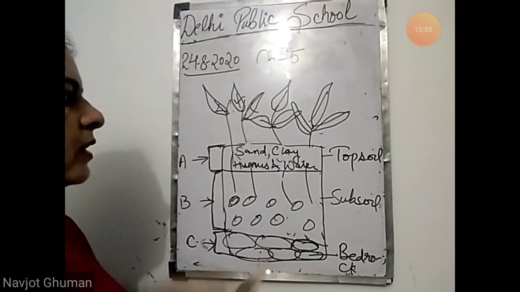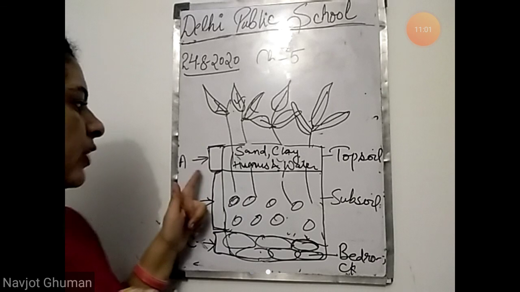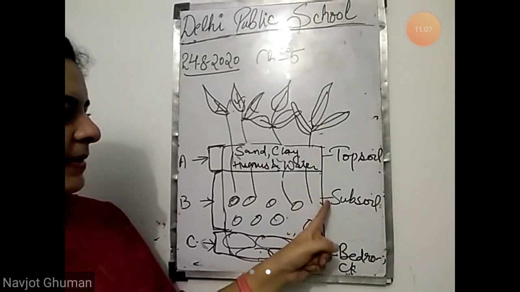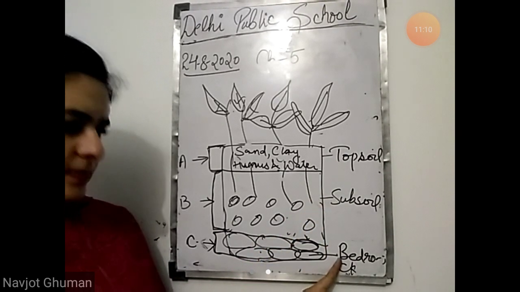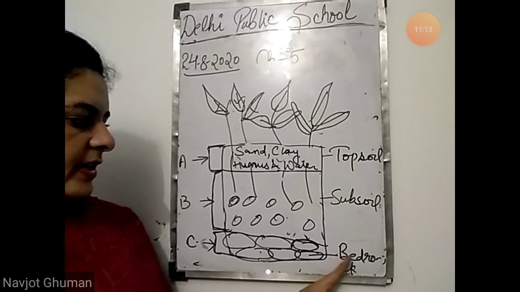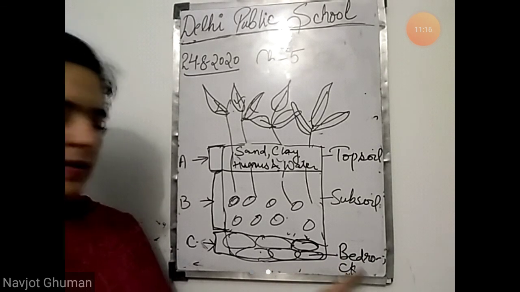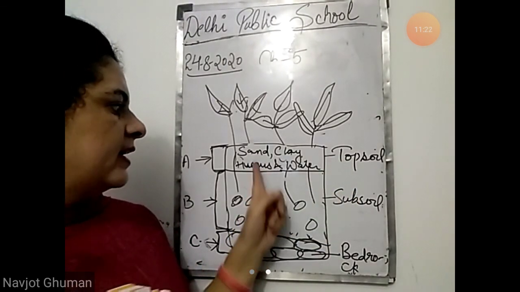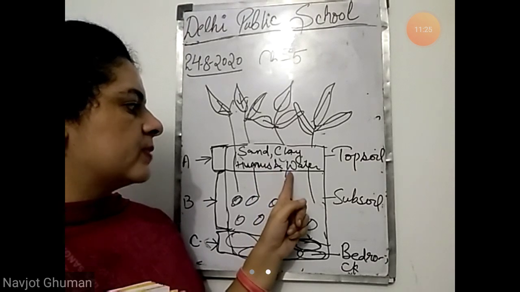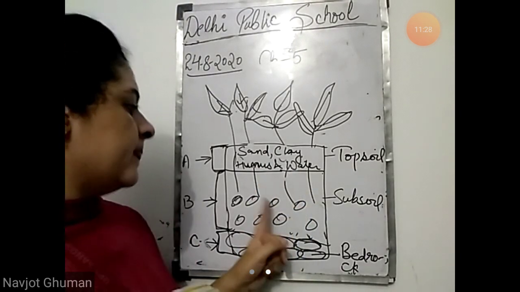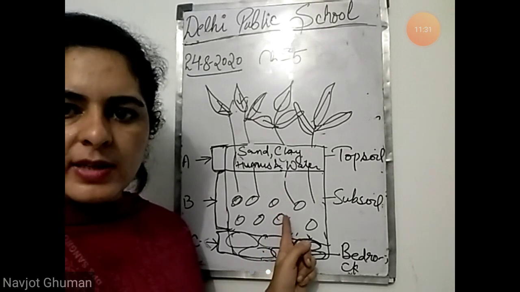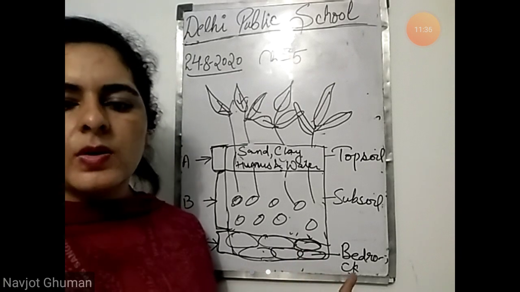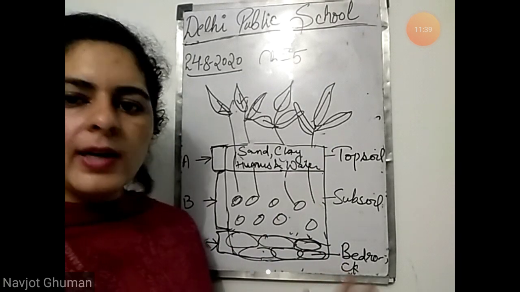So this is the profile of soil. These are the layers of the soil. Soil has 3 layers. That is named as, first layer is topsoil, middle layer is subsoil, and the last layer, that is the bedrock, that is present deep inside the earth. Now what is present in the topsoil? Sand, clay, humus and water. Here humus and water is present, that is why plants grow in this layer. In the subsoil, small pieces of rocks are there, and in the last layer, that is the bedrock, large pieces of rocks are there. So this is all about the soil profile.